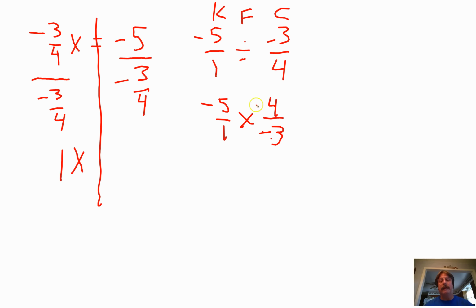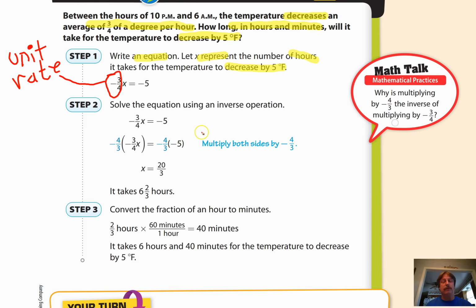So if I go back through here, I multiply straight across: negative 5 times 4 is going to equal negative 20. And then 1 times negative 3 is going to equal negative 3. A negative times a negative is going to be a positive, so it becomes 20 over 3, just as we have over here. So x equals 20 over 3, or 6 2/3. Well, 2/3 of an hour is 20 minutes for each third, and that gives you 40 minutes.